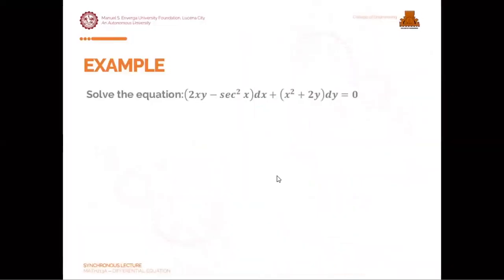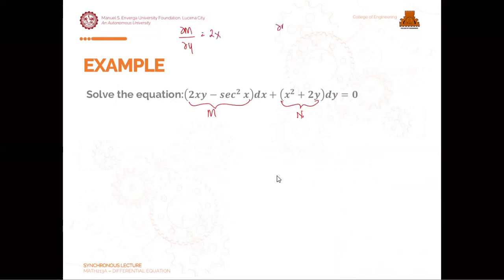So next, we try the next example. Solve (2xy minus secant squared x) dx plus (x squared plus 2y) dy equals 0. Okay? So, let's try again. This is M, and this is N. So, partial of M with respect to y. We only consider y, so the first term has y and the second term will be 0. The first term will be 2x.